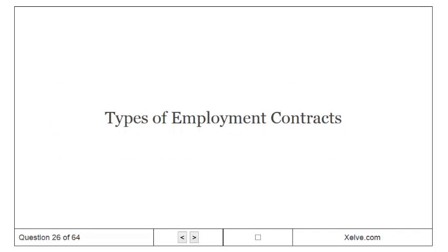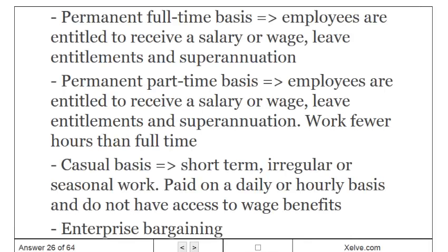Types of employment contracts. Permanent full-time basis: employees are entitled to receive a salary or wage, leave entitlements and superannuation. Permanent part-time basis: employees are entitled to receive a salary or wage, leave entitlements and superannuation, but work fewer hours than full-time.